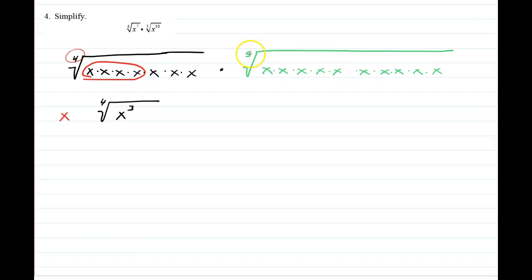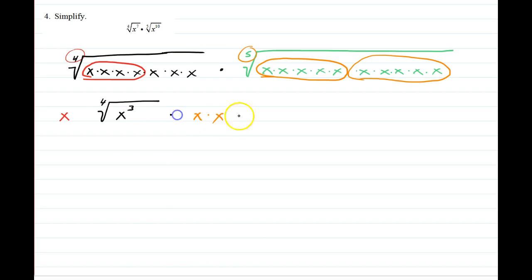Here I need a group of 5. So I have one group of 5. So it goes on the outside. I have another group of 5. So I have another x on the outside. And then now, since there's nothing left, it's like a 1. And we don't need to write the 5th root of 1, and so the right side here simplifies to x times x. And now we clean it up.